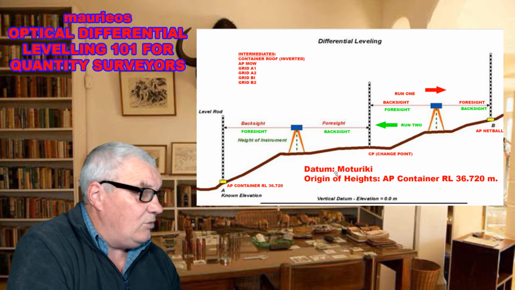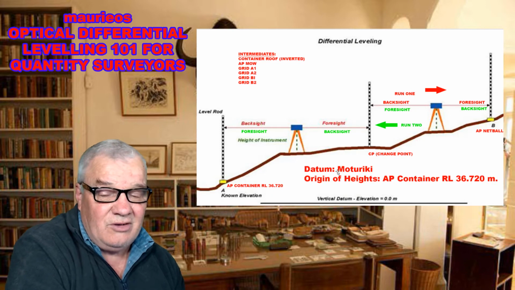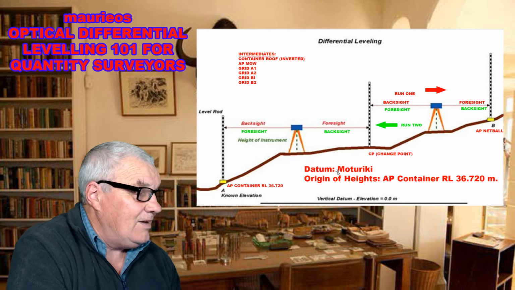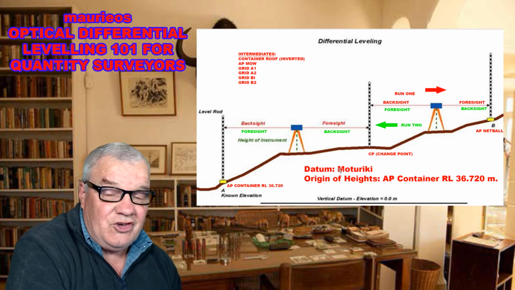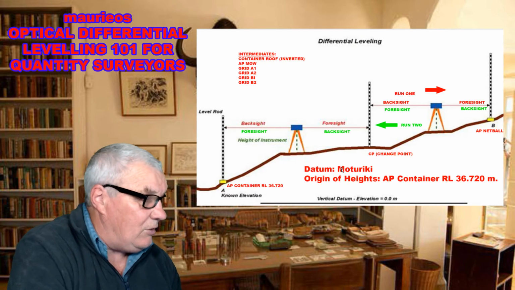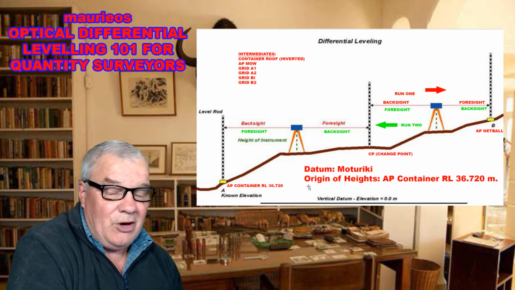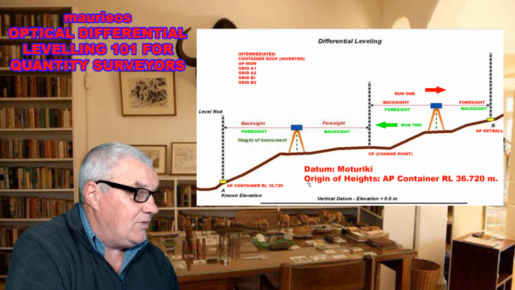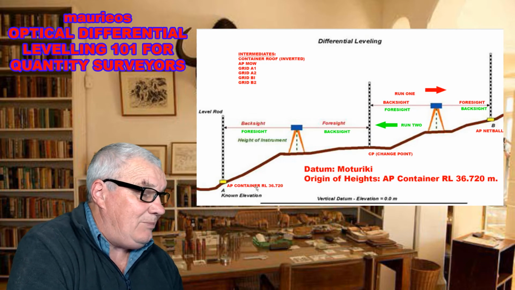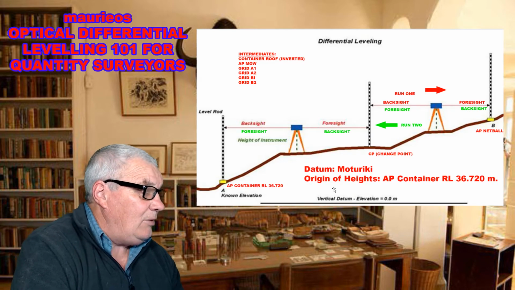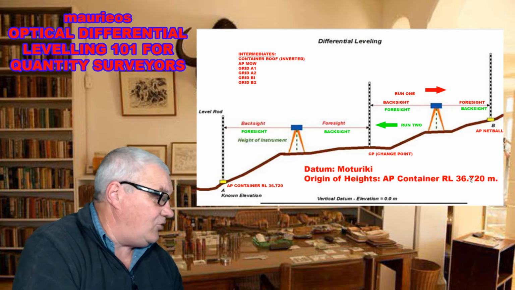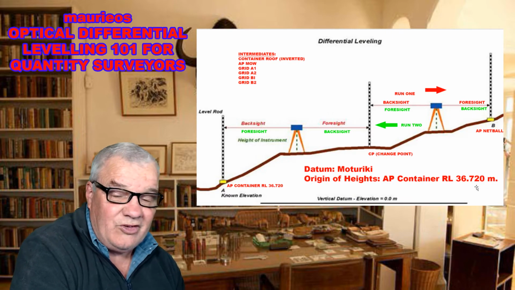You'll find that many things are referred to as a datum, but the datum is the system that we use, and the 0 of the Moturiki datum is at Moturiki. So everything's in terms of that point. What we do have is the AP at the container, which I would call the origin of heights or levels. AP container RL 36.720.